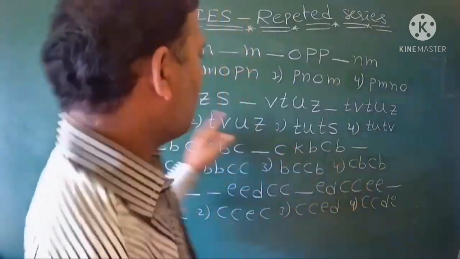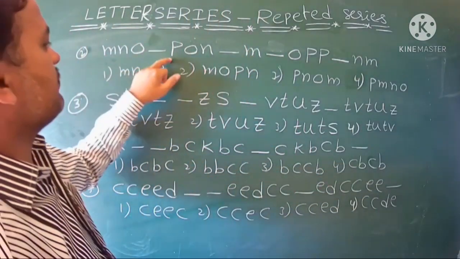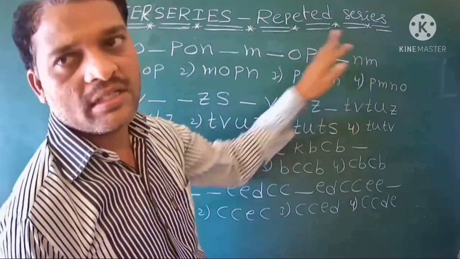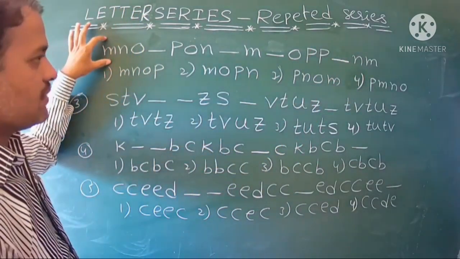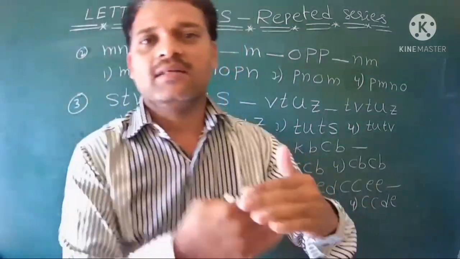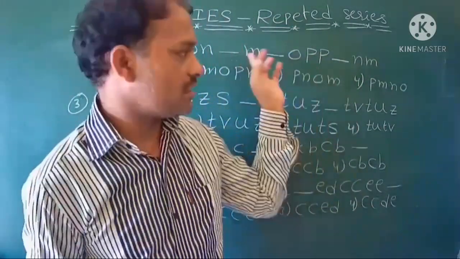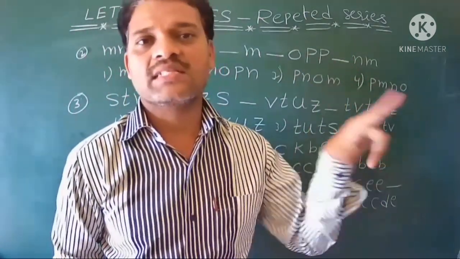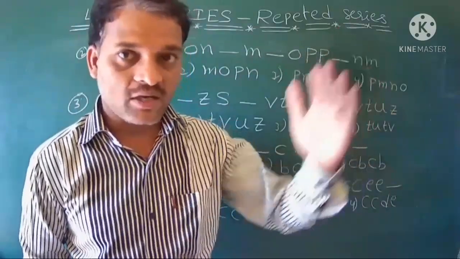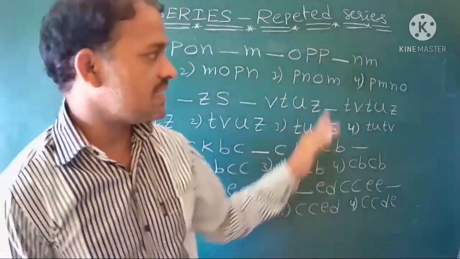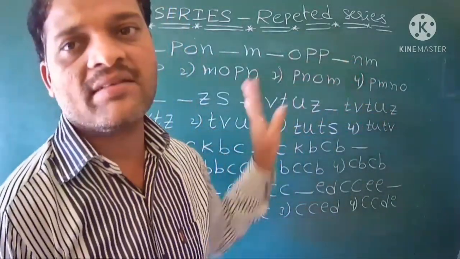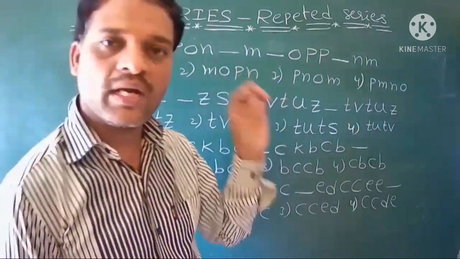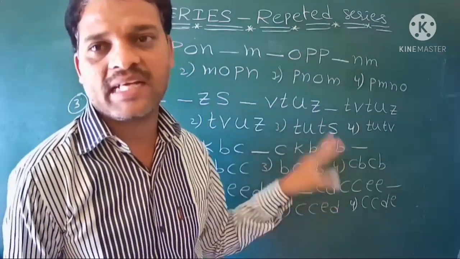Okay, next, the second question: MNO dash PON dash M dash OPP dash NM. Now you have to practice this question: write the given question four times, then substitute the four options and find which option is suitable. I explained the first question directly for explanation of how to do it. For all these questions, I will explain just the pattern and the answer. The rest you have to practice. This is only the practice sheet.